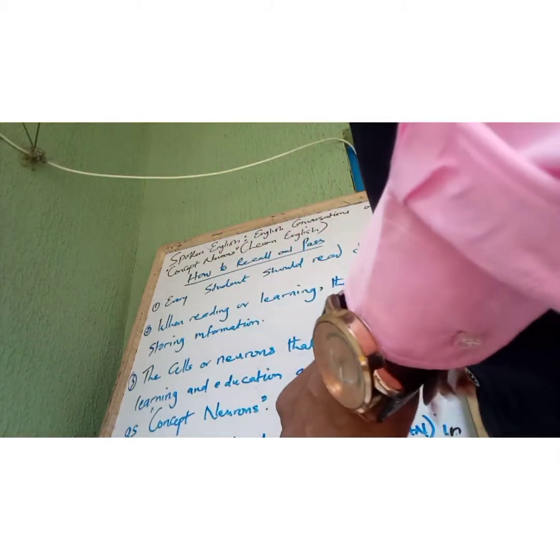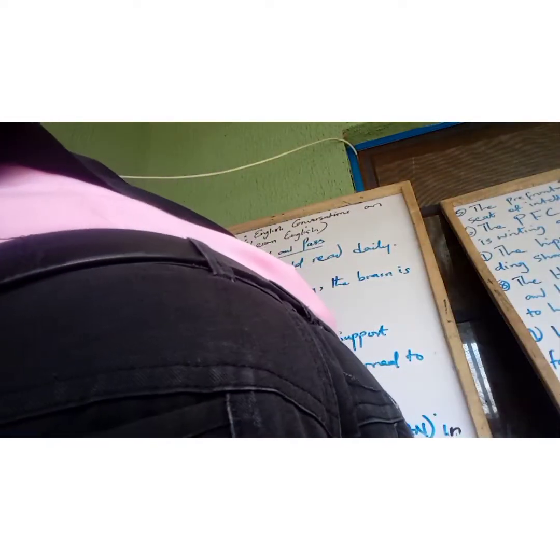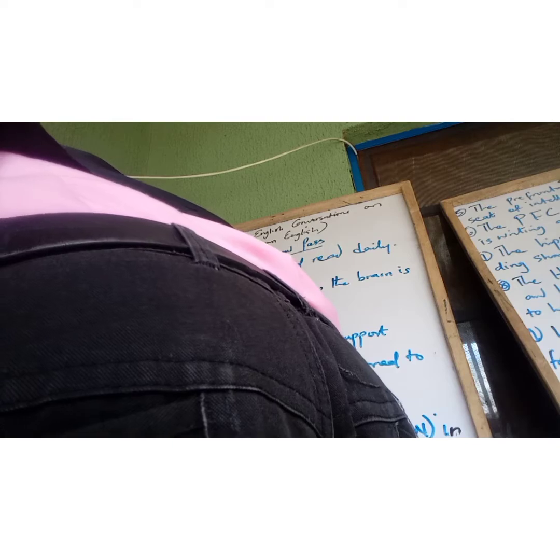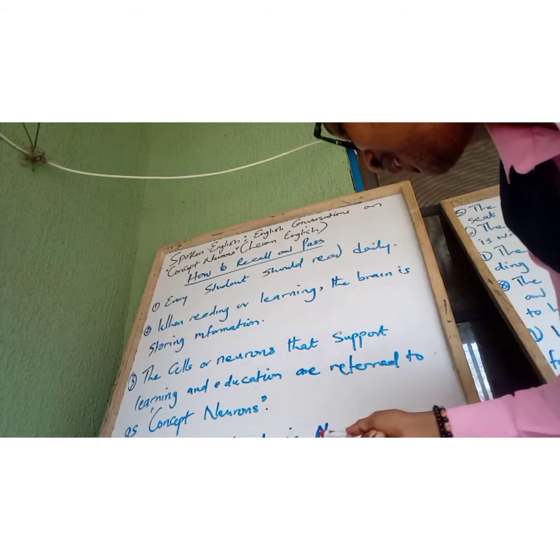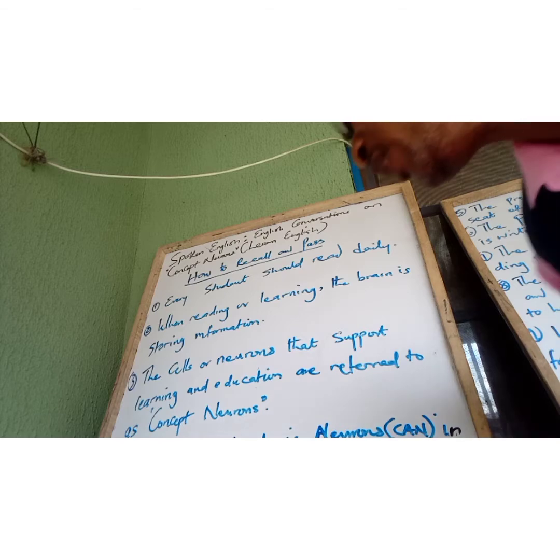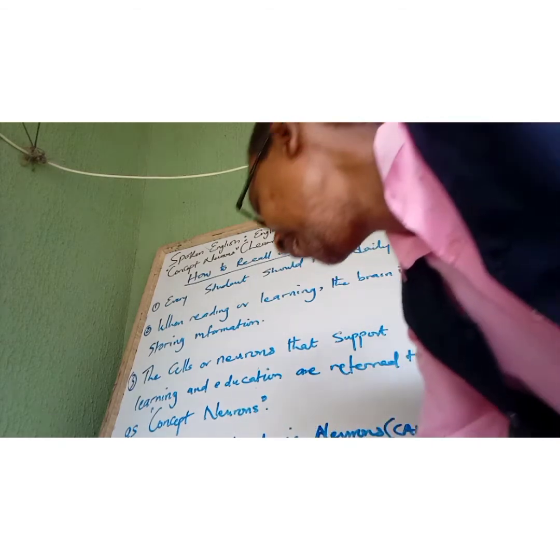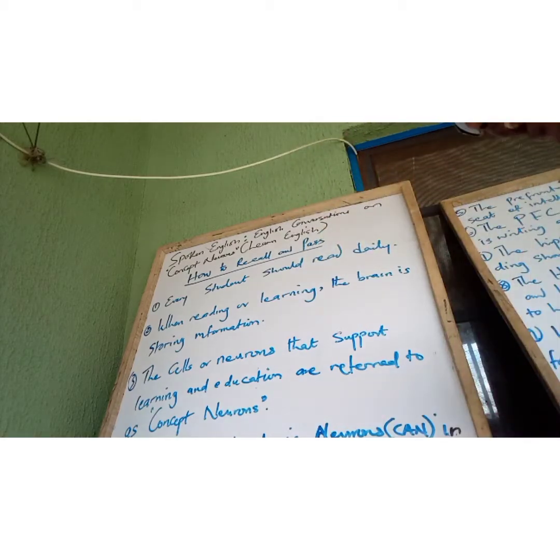Okay, the concept and academic neurons in the student's brain become active when he or she is in school or at home reading.